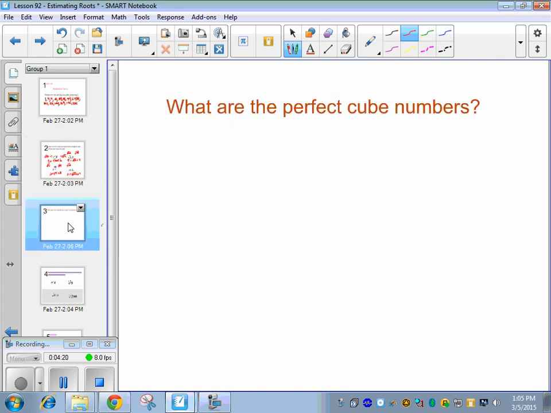Okay, now you have to memorize the perfect cube numbers. So let's write down the perfect cubed numbers. 1 times 1 times 1 is 1. So there's a perfect cube number. 2 times 2 times 2 is 8. So there's a perfect cube number. 3 times 3 times 3 is 27. So there's a perfect cube number. 4 times 4 times 4 is 64. Hopefully you're memorizing these. 5 times 5 times 5 is 125.